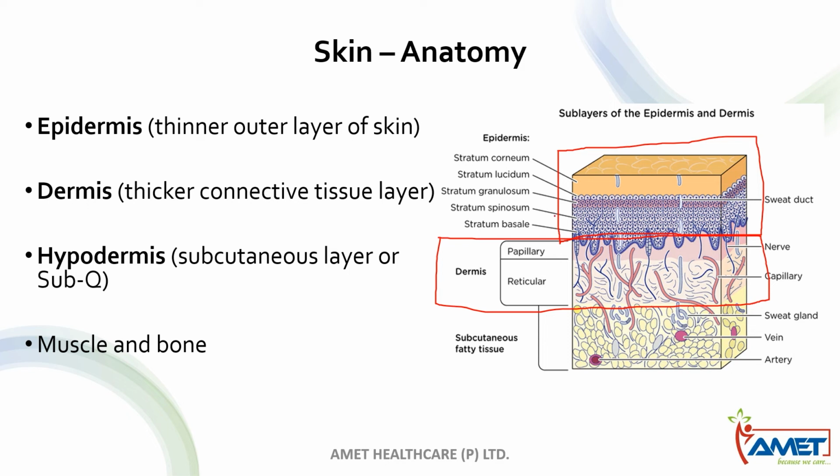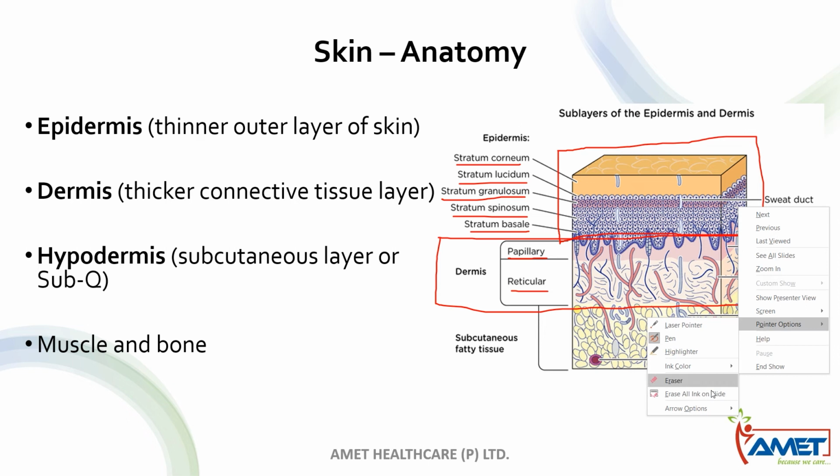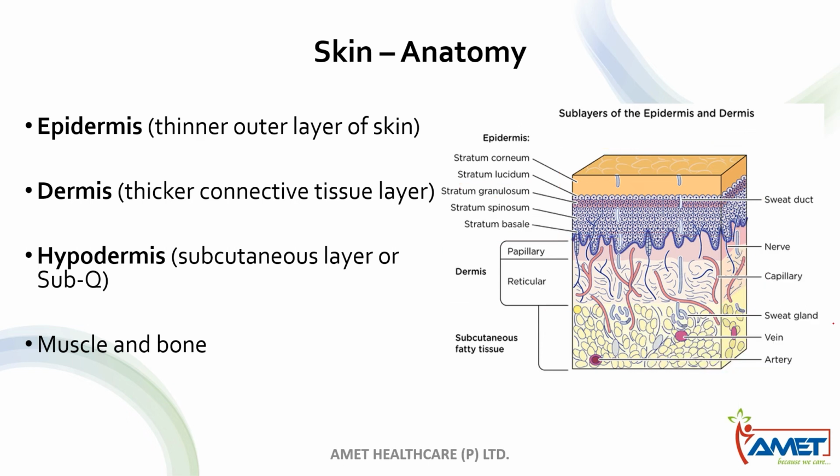More importantly, the epidermis has five layers: stratum corneum, stratum lucidum, stratum granulosum, stratum spinosum, as well as stratum basale. The dermis also has two layers, that is the papillary layer as well as the reticular layer. To know more about all this, we will move further and see each and every layer in detail.